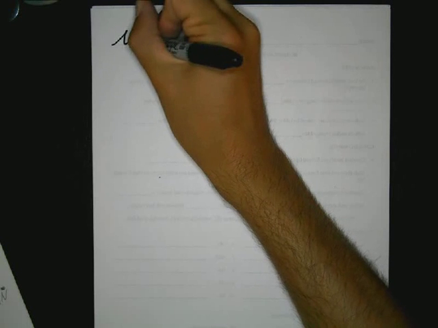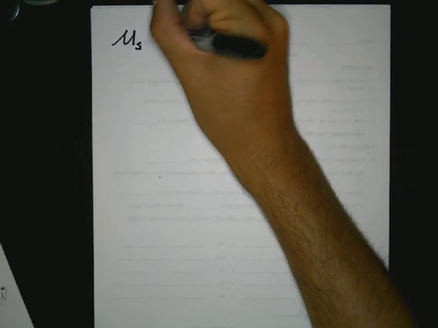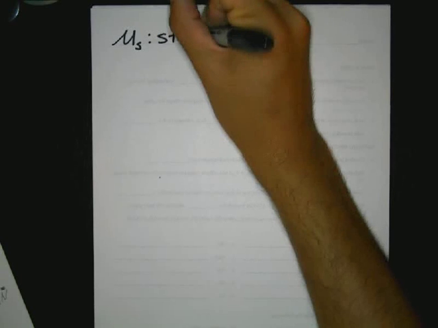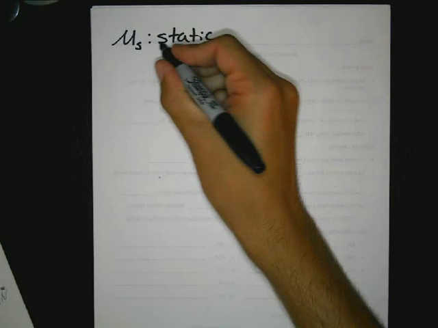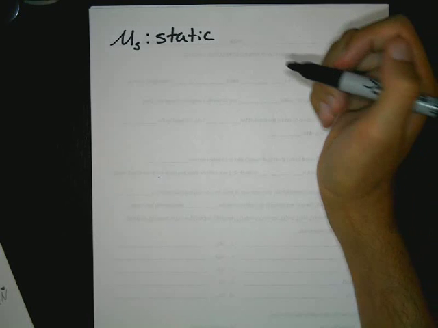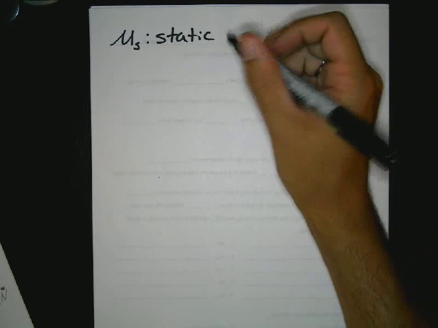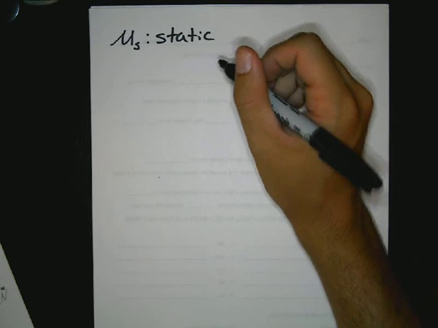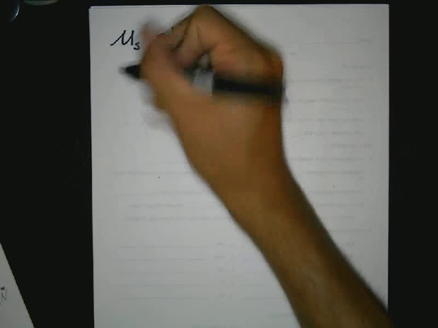So on to the three types of coefficients. The first one is mu s, and this is the static coefficient. Static friction is the most complicated. It depends directly on the forces opposing static friction. So I'm going to write that down.